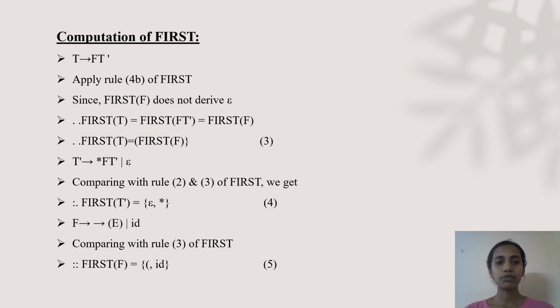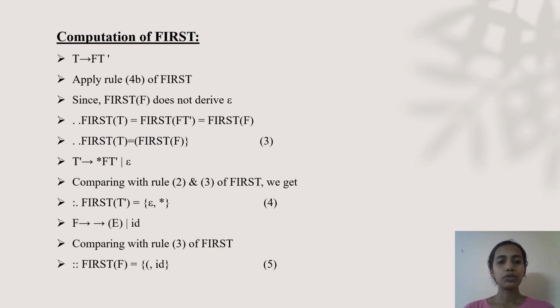Then we are coming to the fourth step, T dash tends to star FT dash plus epsilon. We are comparing with the rule 2 and 3 of first, then we will get first of T dash is equals to epsilon comma star, that is into. This is the equation 4.